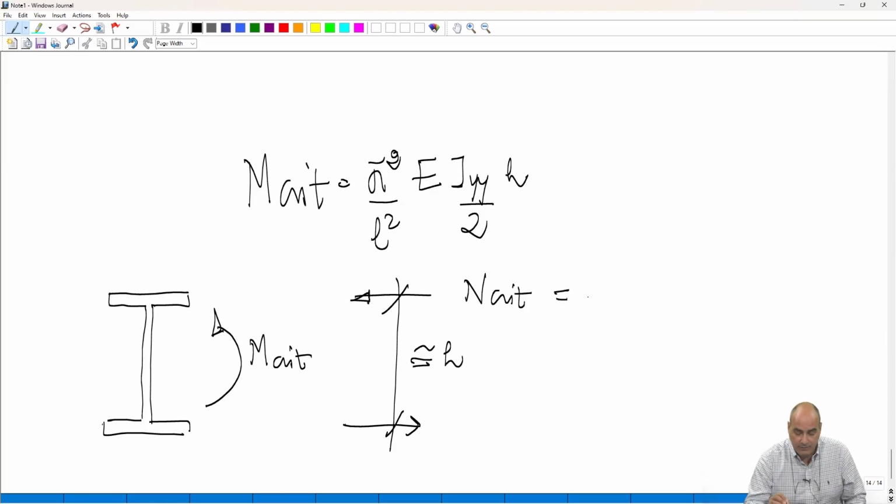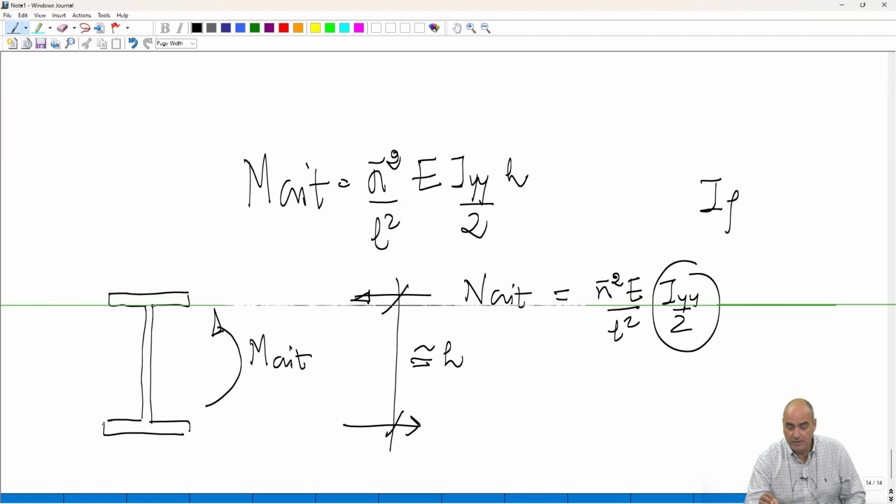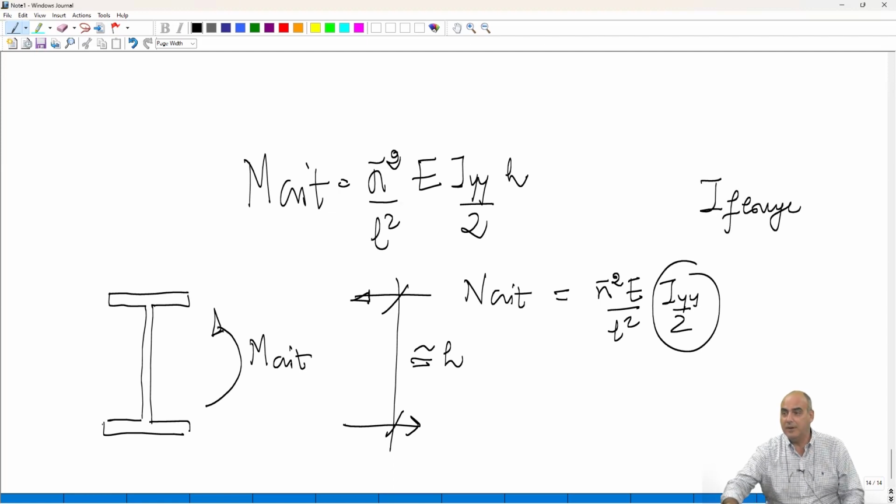So N critical, if you work it out, is pi squared E J over L squared, which we have seen before, where J is more or less the moment of inertia of the flange. So actually, your critical moment just corresponds to the critical axial load of the compressed flange. The tensile flange has no problem of buckling because tensile force does not lead to buckling.